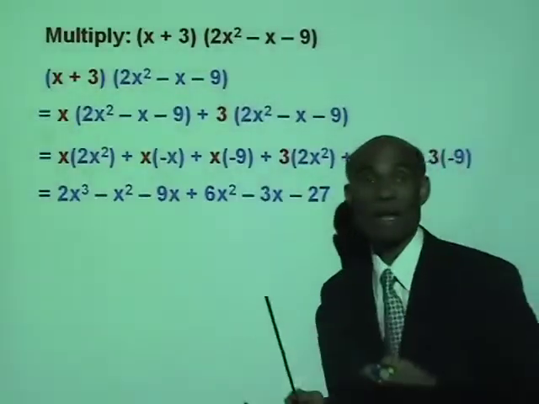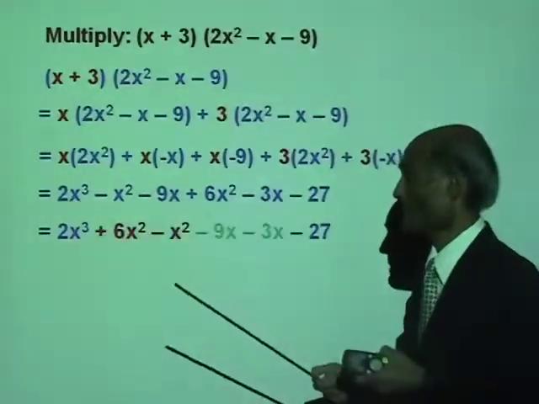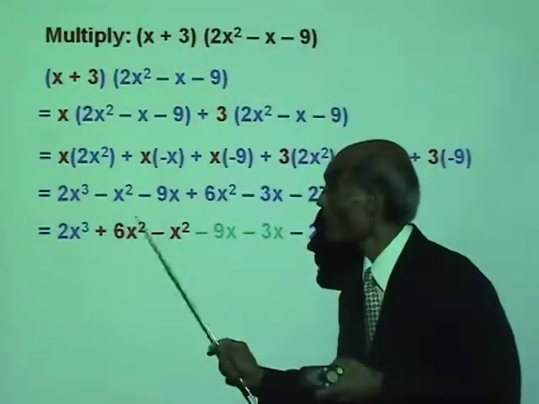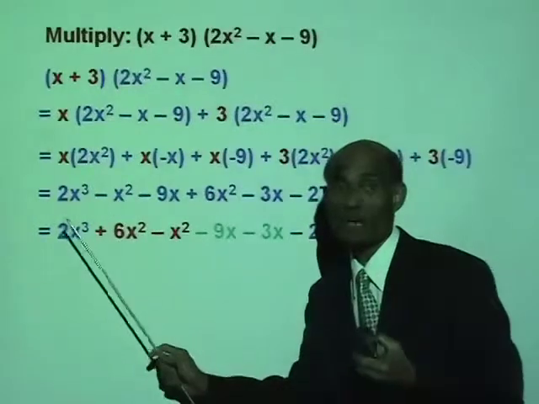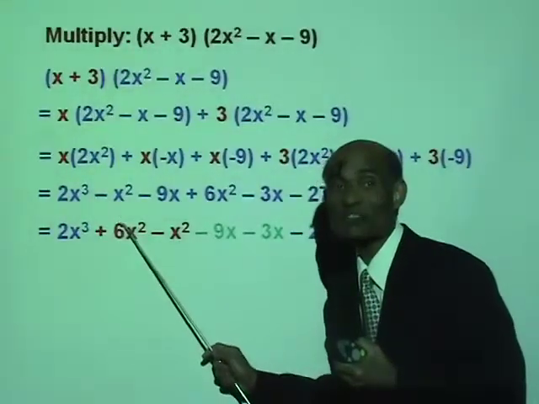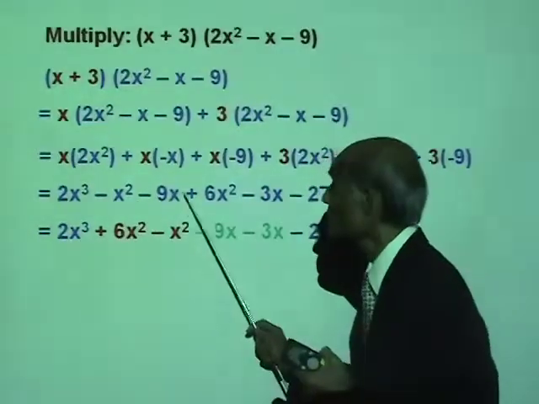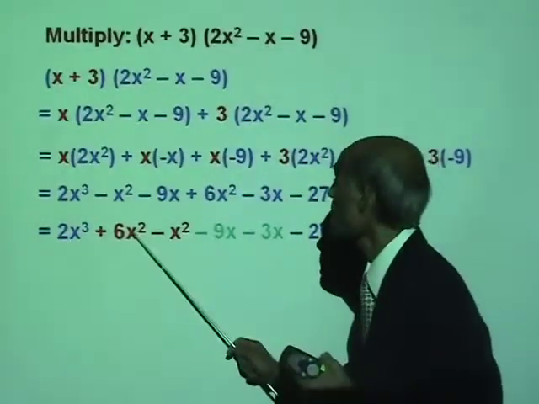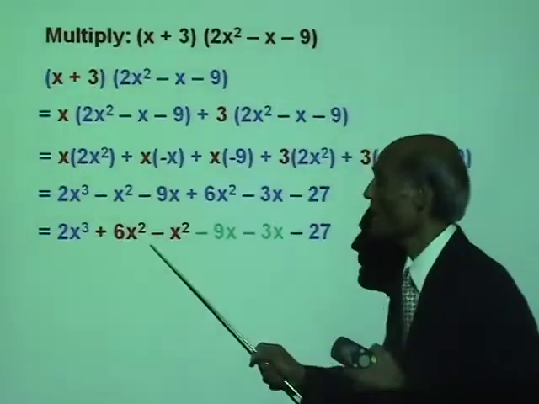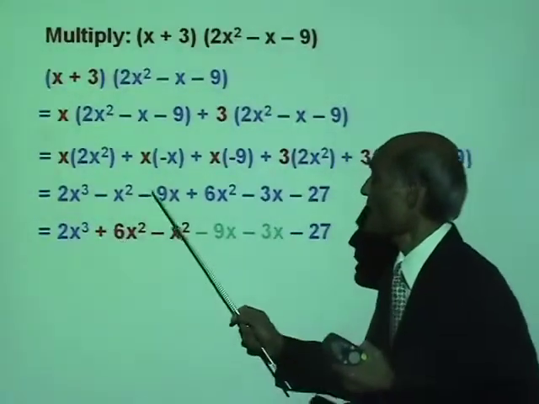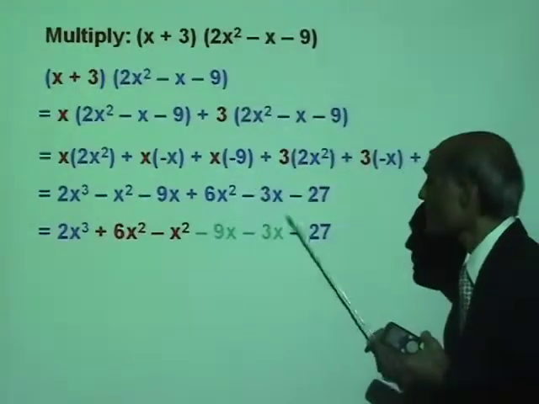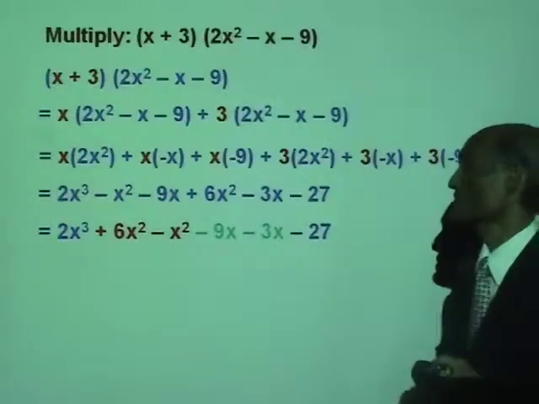And now let's combine like terms. Look at this. That will be 2x cubed plus 6x squared. Now if you notice, after x cubed I'm picking the x squared term. 2x cubed plus 6x squared minus x squared. I put the x squared terms together. And now minus 9x minus 3x minus 27.